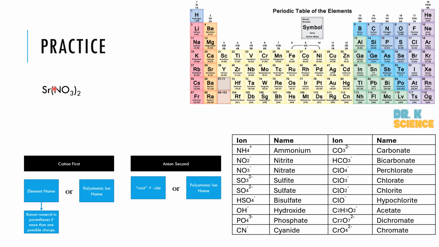So we can't just put a 2 in front of the N and then turn this O into a 6. We can't do that. We need to put parentheses around these because NO3 is a unit altogether. We want two of those units.